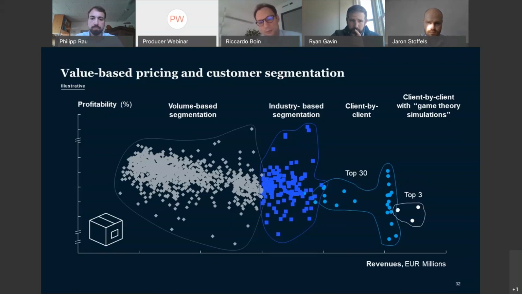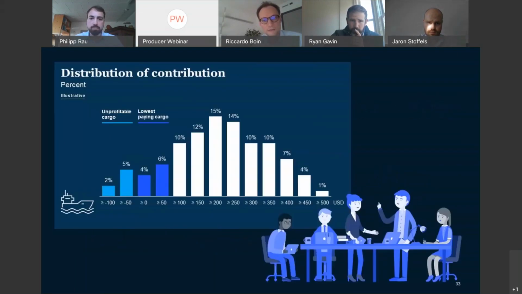The second example that I wanted to share with you is coming from a container line, where we supported them in improving margin by a set of tactical levers with immediate bottom line impact.